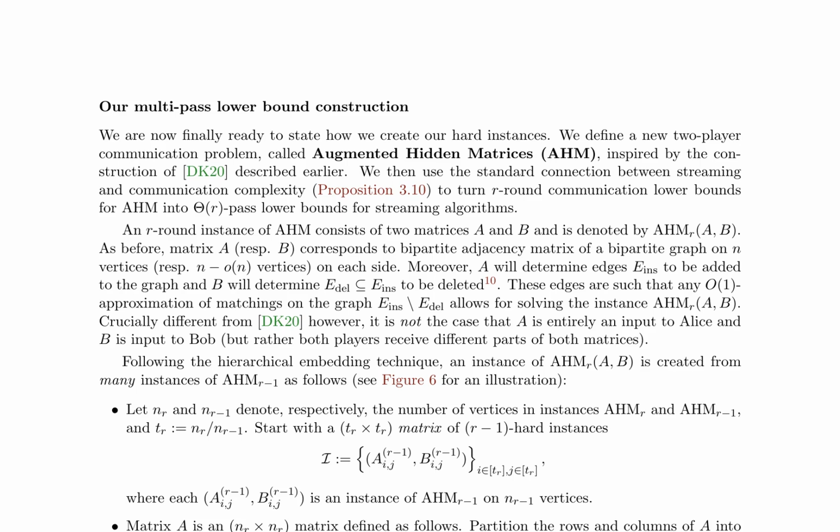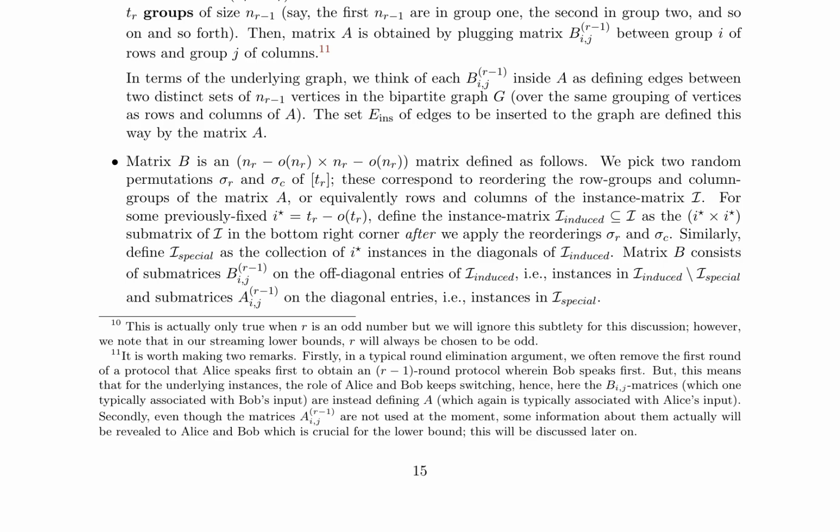The embedding technique creates a graph G consisting of induced hard (R-1)-round instances, defining edges to be inserted and deleted from the graph. The construction begins with a matrix A of (R-1)-round hard instances, where each instance is an AHM_{R-1} problem on N_{R-1} vertices.